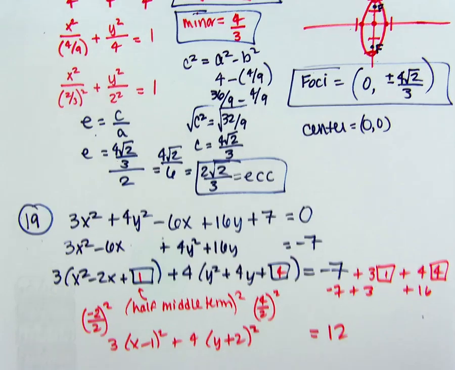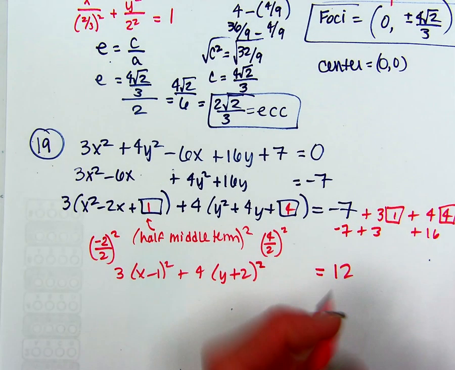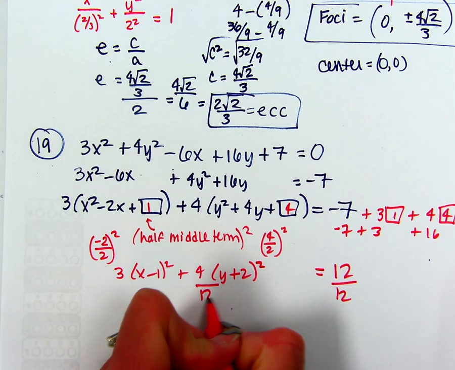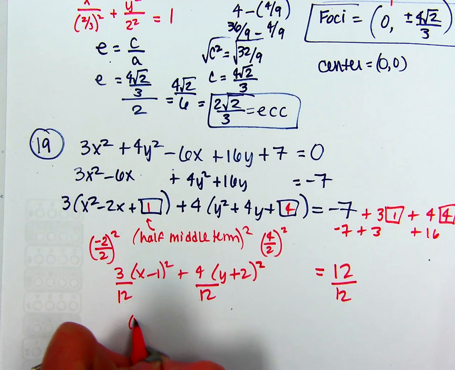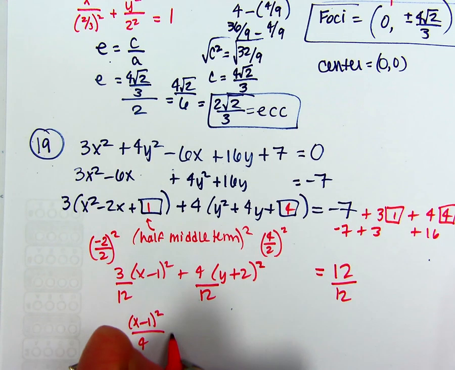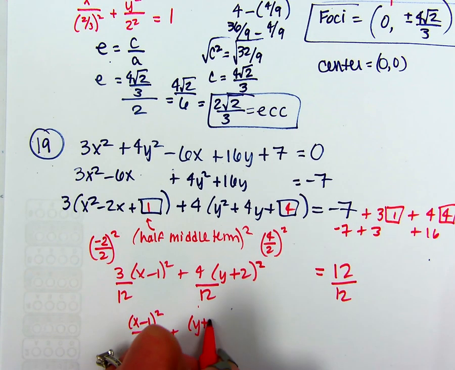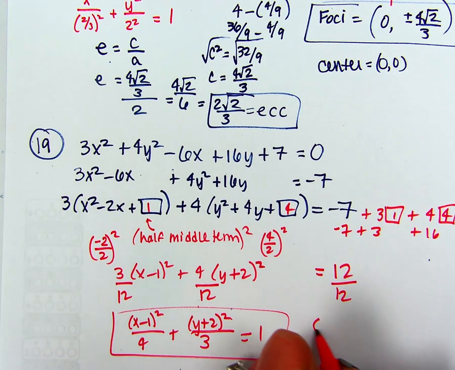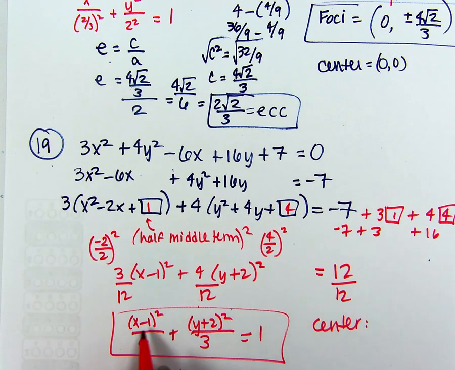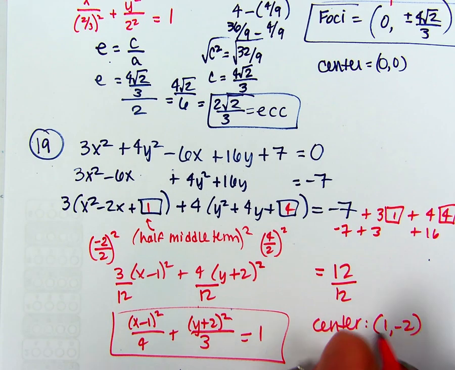And then we almost have our ellipse equation, except this should equal 1, so I just need to divide everything by 12. If you're lucky, these come out to be nice fractions. So that's 1/4. This is 1/3. And this is 1. All right, so there's my ellipse. My center is now shifted over. It's at 1, negative 2.